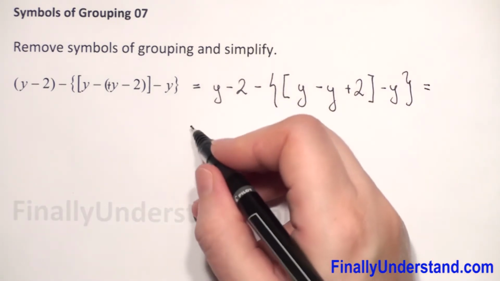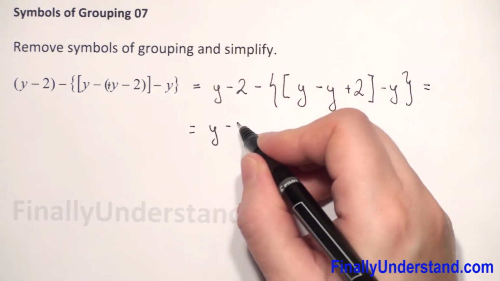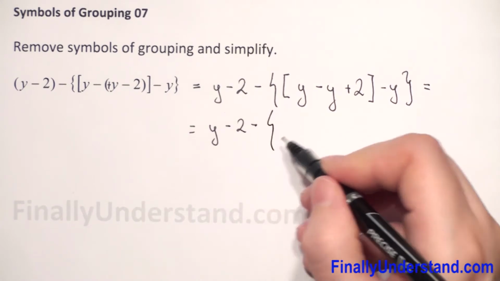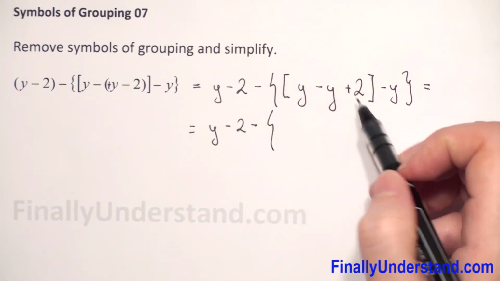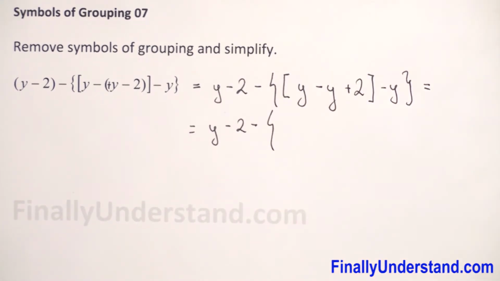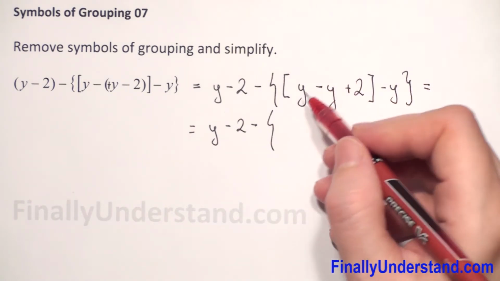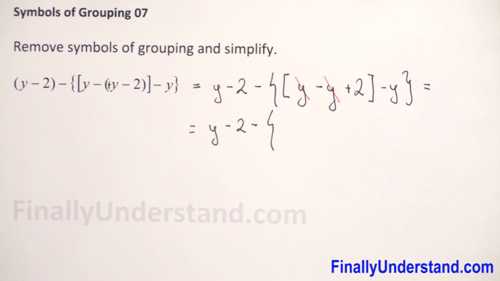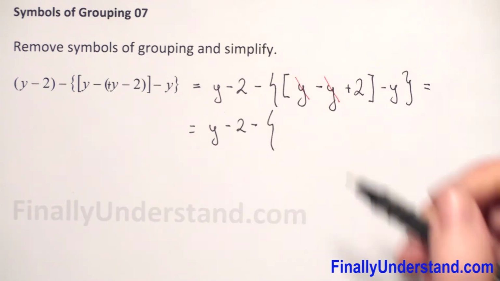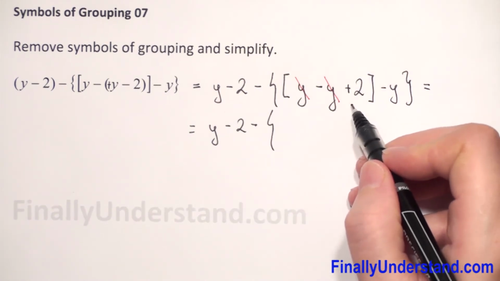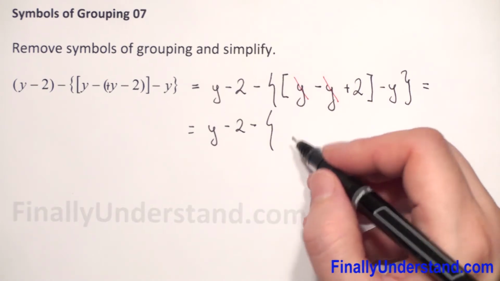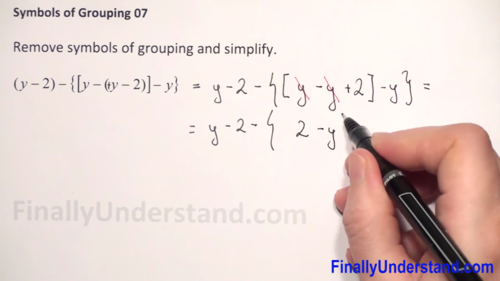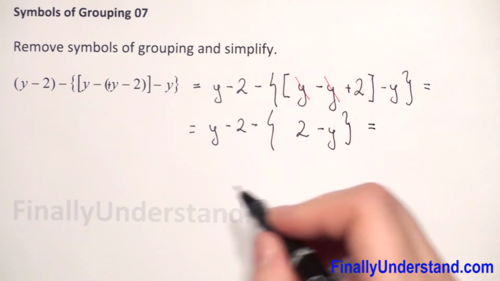So this is equal. We have to copy y minus 2, negative sign, open braces. First we have to check if we can do something in the brackets. We have y minus y, so this is 0, so we can cancel out this. So now in brackets we have only 2. So we can take down this bracket and we have just 2 minus y we have to copy. Close braces, this is equal.